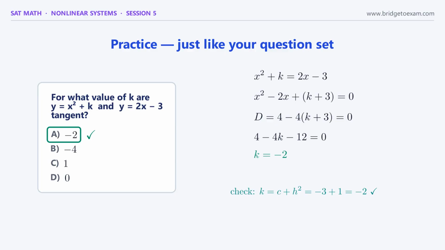The answer is A. Quick check with our formula. k equals c plus h squared. Here c is negative 3, and h is 1. So k is negative 3 plus 1, which is negative 2. It matches. 2 independent roads to the same answer. That's how you know you're right.